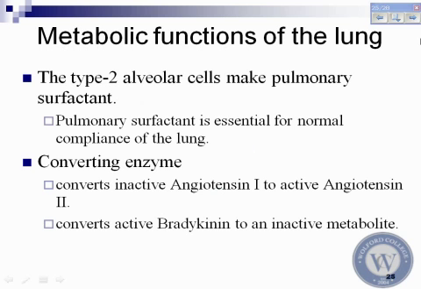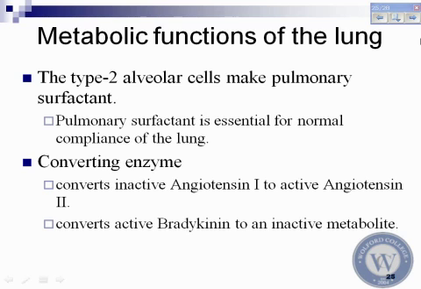The type 2 alveolar cells make the pulmonary surfactant, which is essential for normal lung compliance. Without surfactant production, the lungs would fully collapse between every breath, which would not be a good thing. The pulmonary surfactant also has antibodies in it, which are important as protectors against infections.